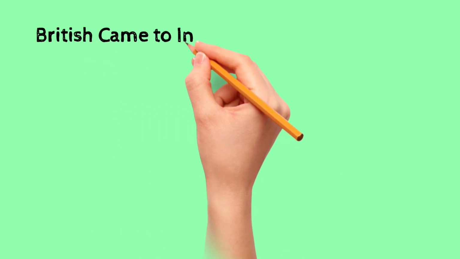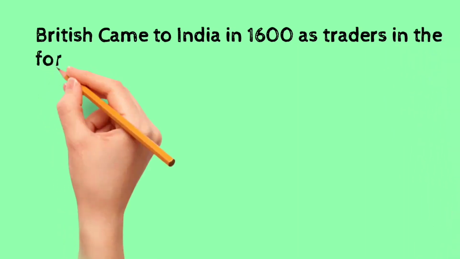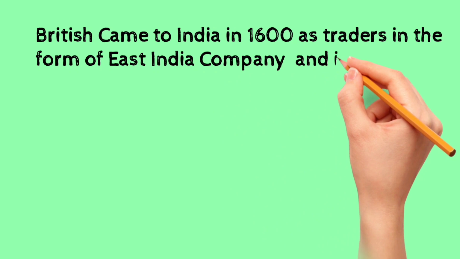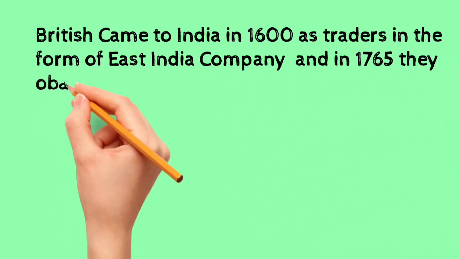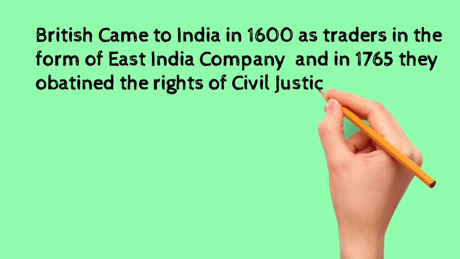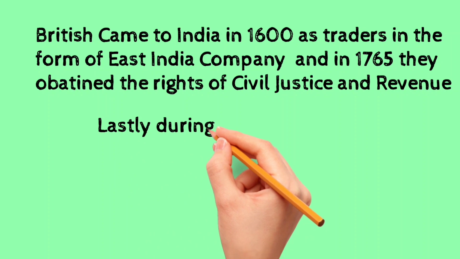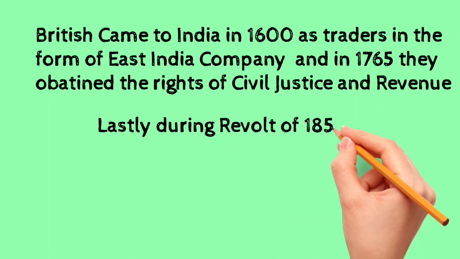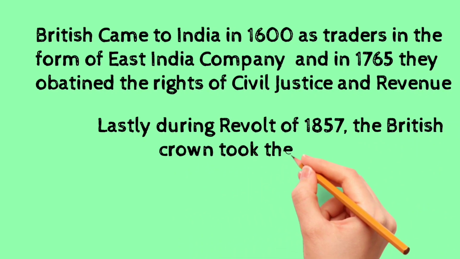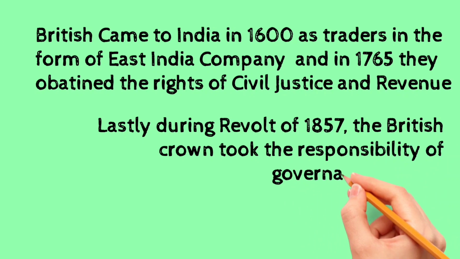The British came to India in 1600 as traders in the form of the East India Company. In 1765, they obtained Diwani, that is, rights over revenue and civil justice. However, after the revolt of 1857, the British Crown took the responsibility of governance in India. There were many events in the colonial period that influenced our constitutional framework and polity. Let us understand them in chronological order.